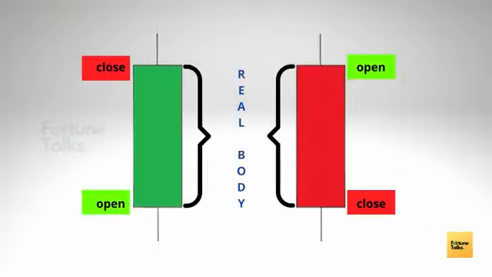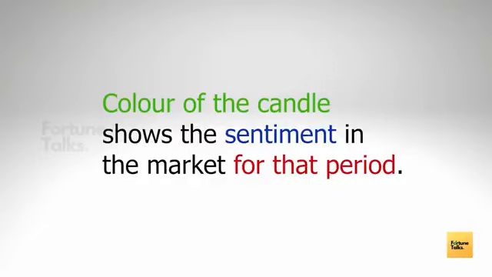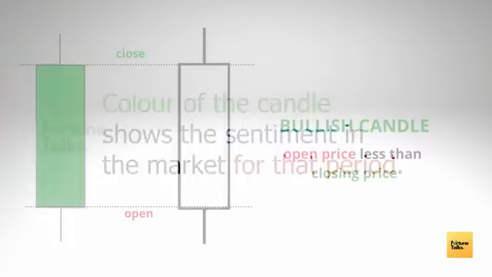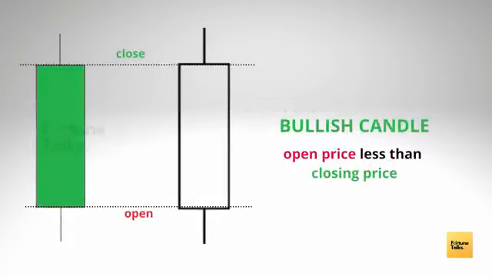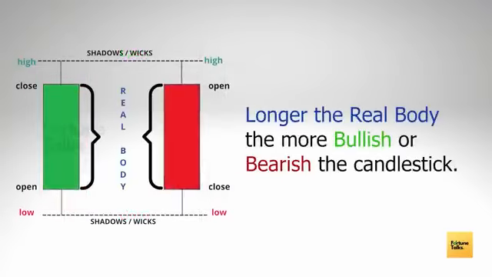And a very important feature is that for green and red bars or candles, their opening and closing prices are at different locations. The color of the body of the candlesticks determines if the candlestick is showing a bullish or bearish price movement. That is, if the opening price is less than the closing price, then the body of the candlestick is green or white. Similarly, if the opening price is more than the closing price, then the body of the candlestick is red or black. The longer the real body, the more bullish or bearish the candle is.